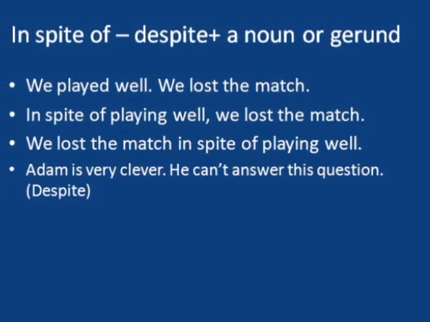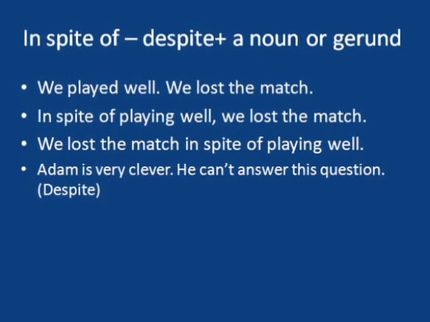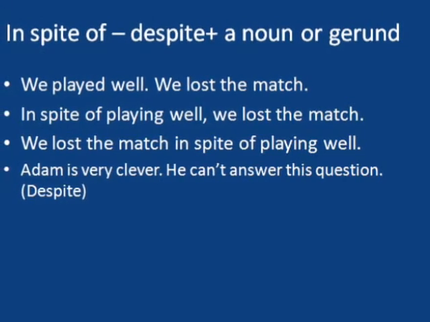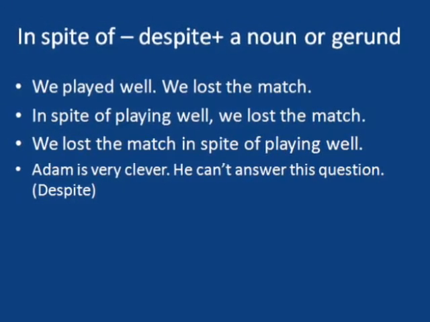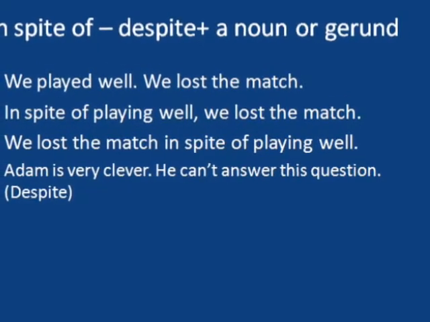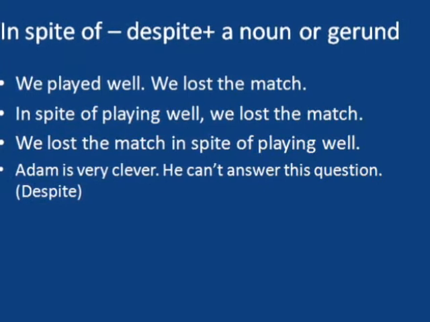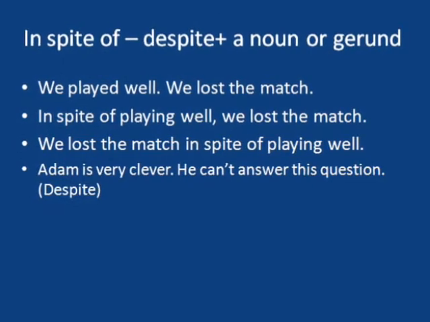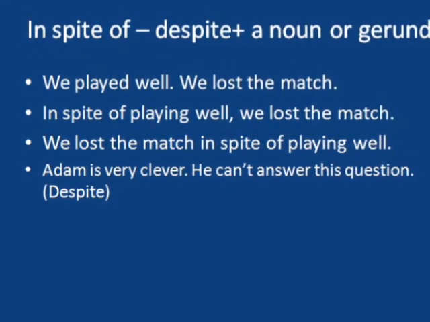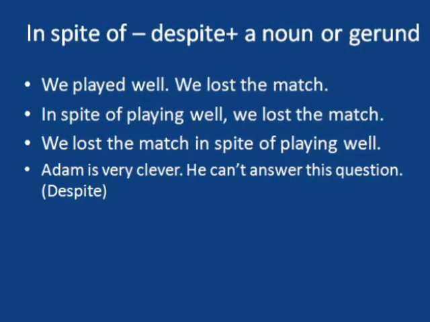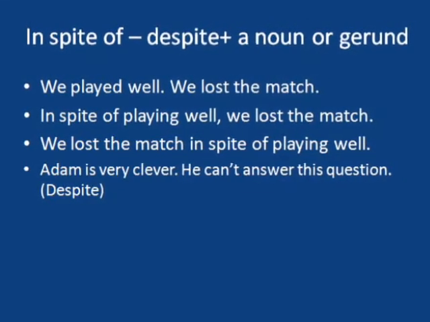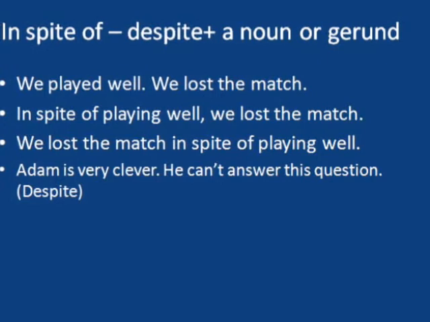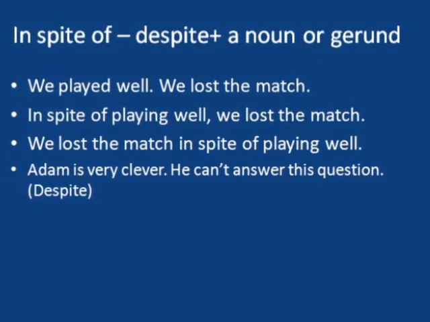Let's have a look at the same example we did before. We played well. We lost the match. So if I want to join these two sentences using in spite of or despite, I will use the verb plus ing after it. So it can be, in spite of playing well, we lost the match. And of course, as we use the linking words at the beginning, we need the comma after the first clause. In spite of playing well, comma, we lost the match. Also, we can use it in the middle. We lost the match in spite of playing well.